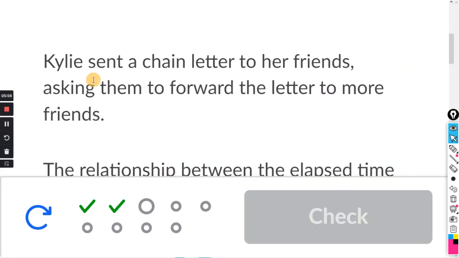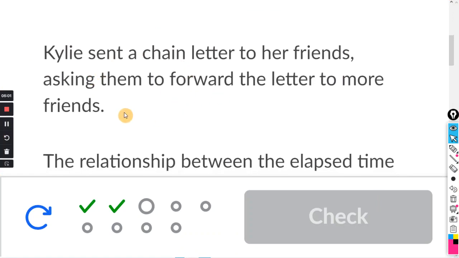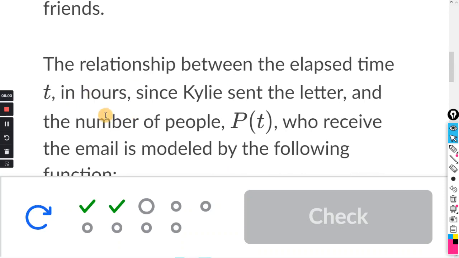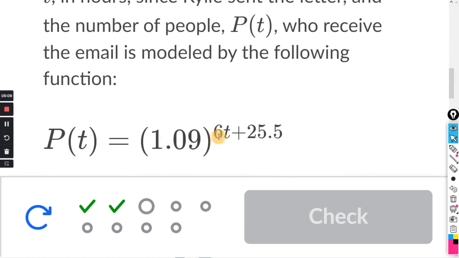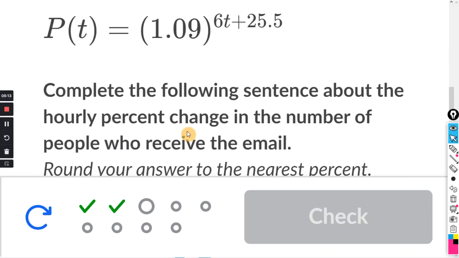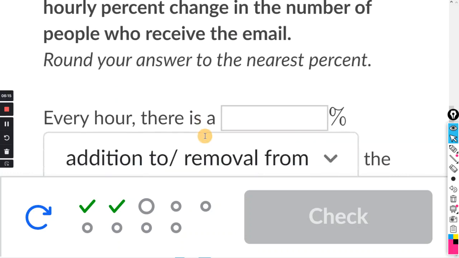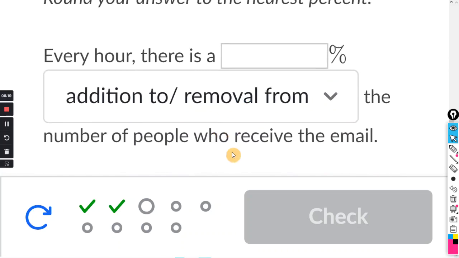All right, the write-ups you can really just skim. Kyle sent the chain letter forward to the other friends. Elapsed time t is in hours. P is the number of people who received the email. All right, there it is right there. Complete the sentence about the hourly percent change. Every hour there is a blank percent addition to or removal from.